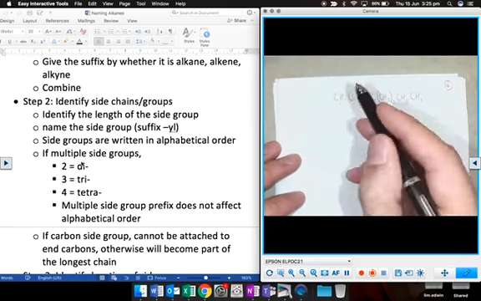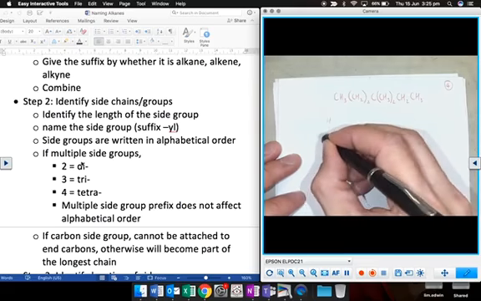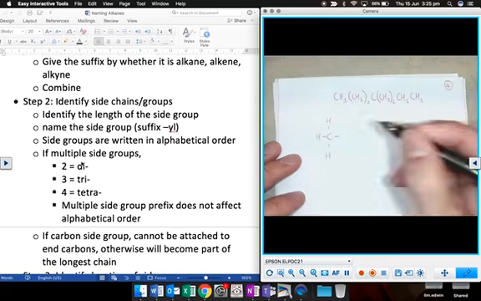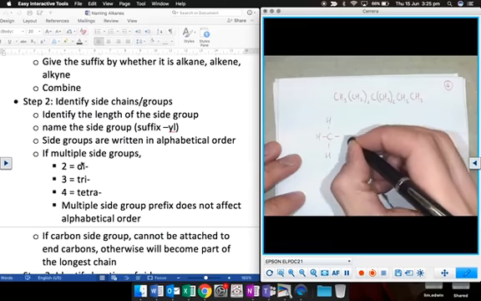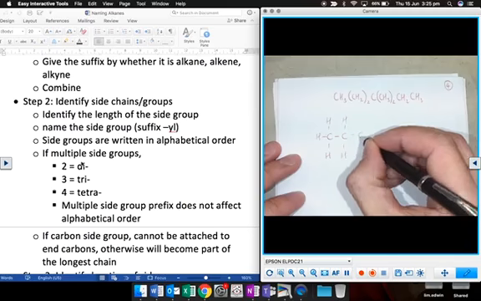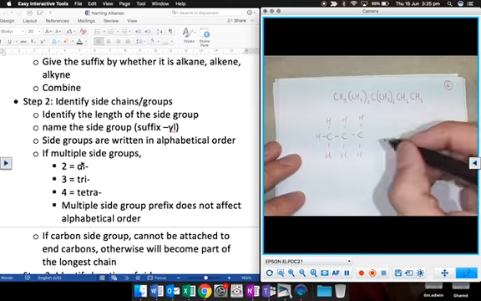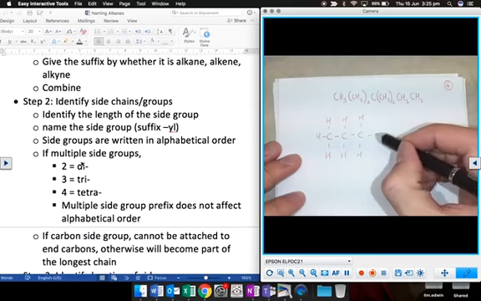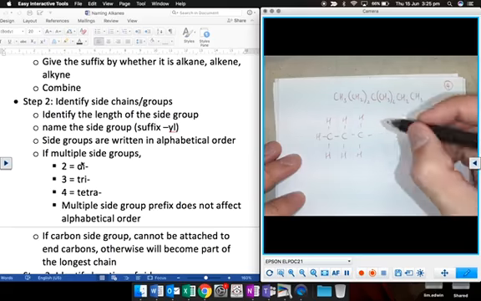So CH3, C, 1, 2, 3 H's. Now you see the CH2, and there's two of them, that means there's two CH2 groups. Now, this next one has a C, and attached to it is two CH3s.